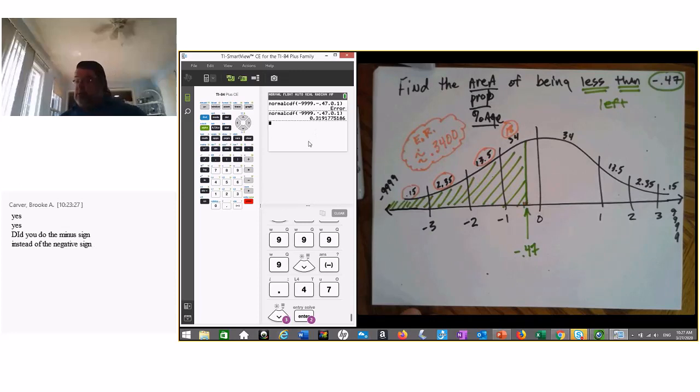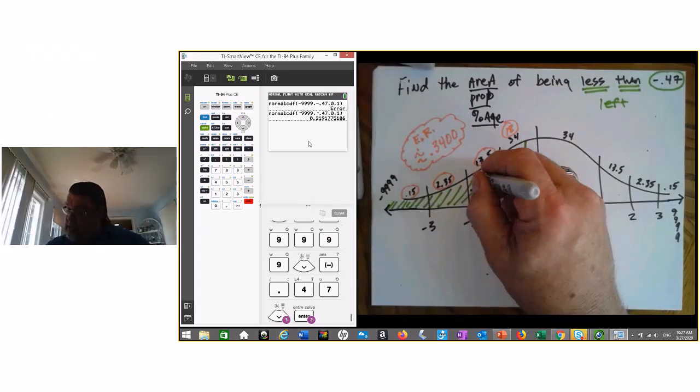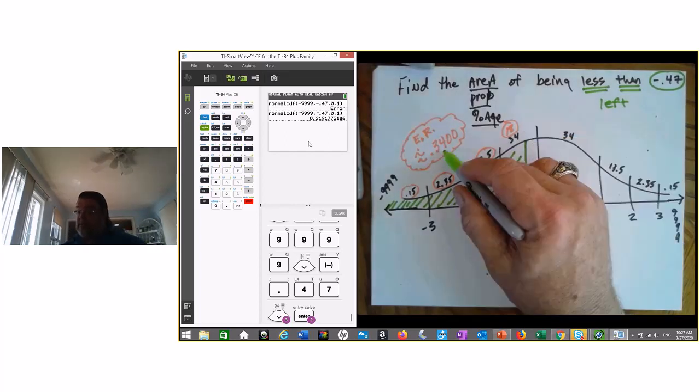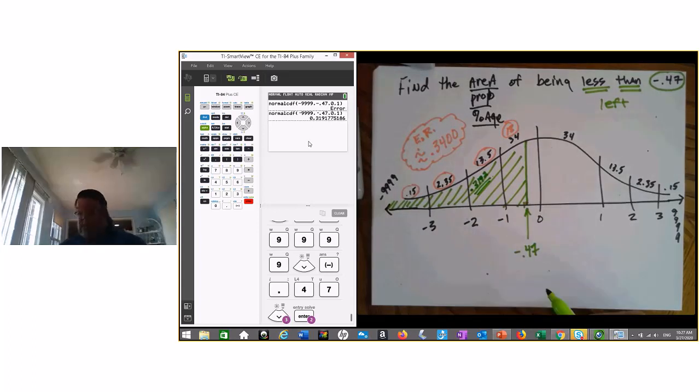0.3192. So the actual area is 0.3192. And I said that it was going to be around 34%. So that's around 32%. So I'm about right. Now let's take our complement and somebody tell me what is above negative 0.47.